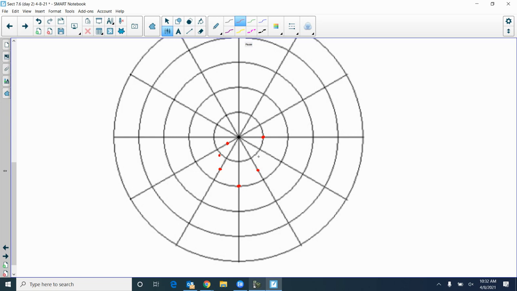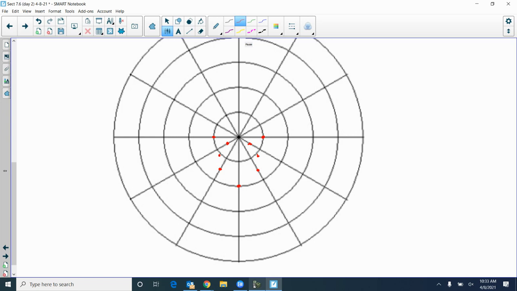135, I'm hoping is negative 1.1. 150 is negative 1/2, and then 180 is 1. All right, so now it gets really confusing if you don't go in order. So sometimes you might go piece by piece.